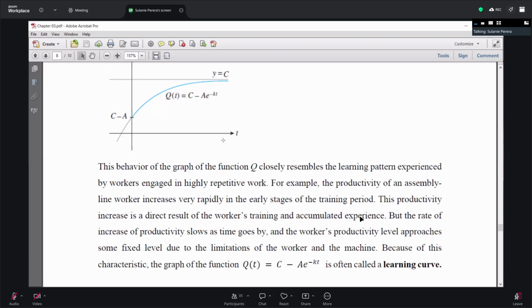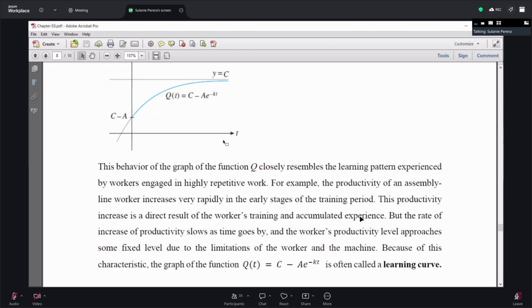So this is because of the training and the experience that you gain. But with time, the rate of increase of productivity slows down and it approaches some maximum level or a fixed level due to the limitations of the worker, or it can be due to the machine. So because of this, it cannot go beyond C. So the productivity won't go beyond C. So that's why we call it a learning curve.